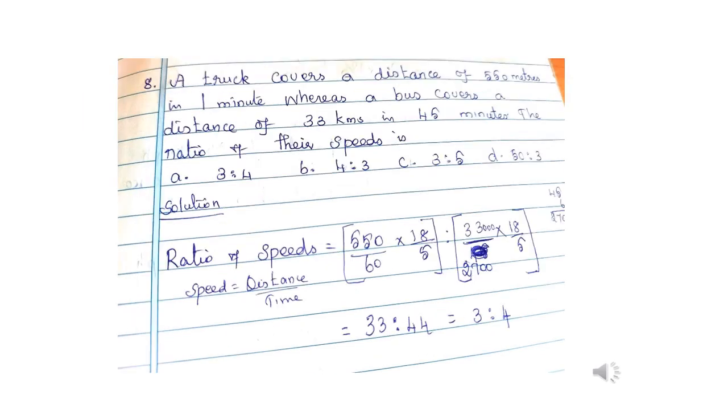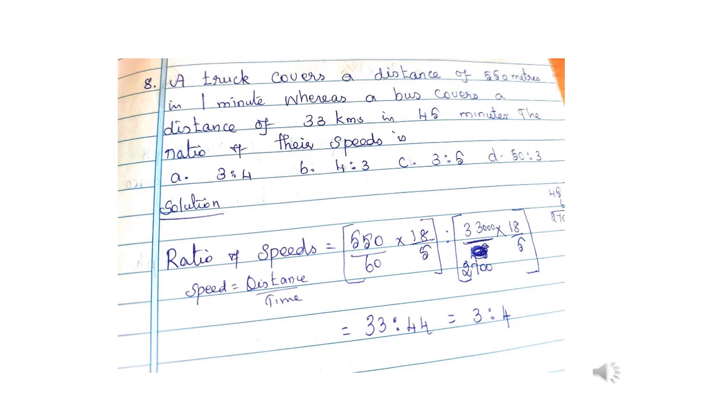Eighth problem: a truck covers a distance of 550 meters in 1 minute, whereas a bus covers a distance of 33 kilometers in 45 minutes. The ratio of their speed is? In this problem, the truck's distance is given in meters, but the bus's distance is given in kilometers. So kilometers are converted into meters.